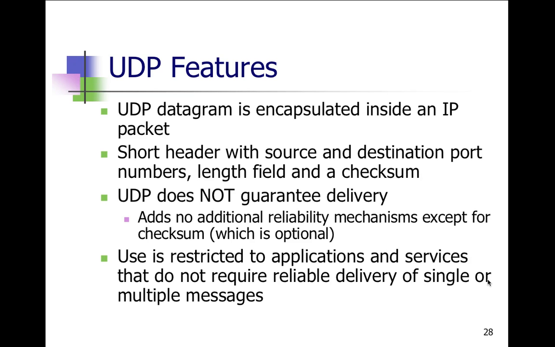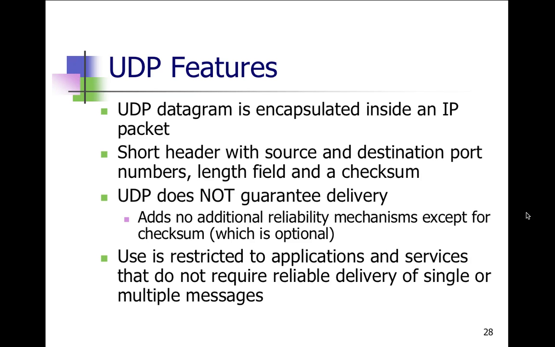And in terms of the features of UDP, it's encapsulated inside of an IP packet. And so is TCP. It's actually a smaller packet. It's a shorter header. Actually, I shouldn't say that. It depends on if it's an Ethernet network. They're all the same size. But with a source and a destination port number, the length of the field, and a checksum on the end of it. UDP does not guarantee delivery. It adds no additional reliability mechanism except for the checksum, which is actually optional. You don't have to implement the checksum on that packet. And actually, it's referred to as a datagram versus a packet normally.